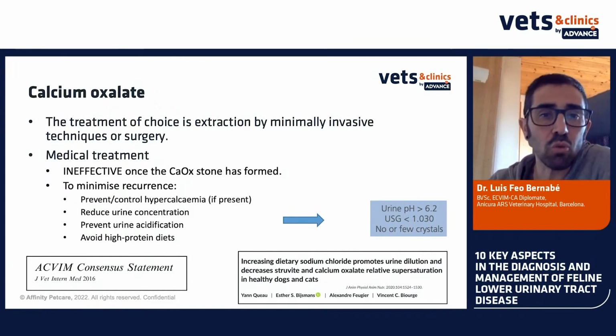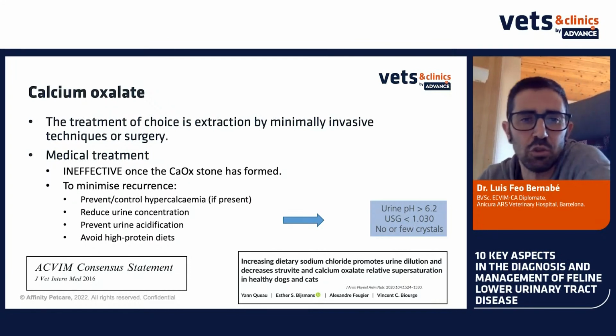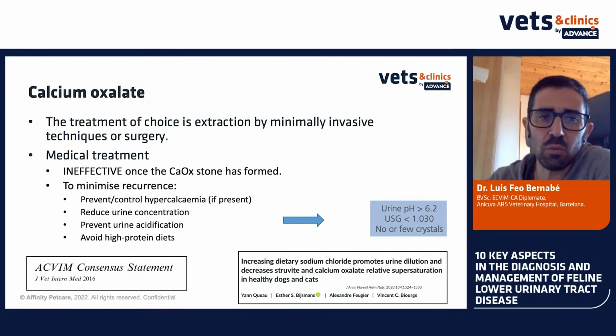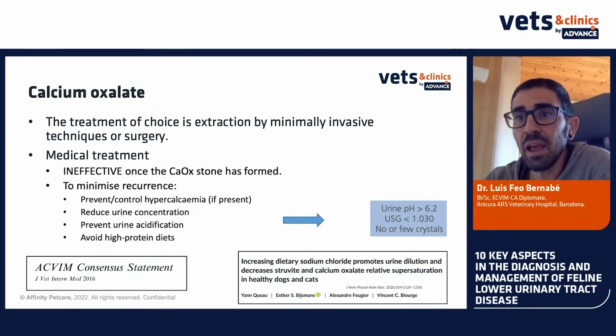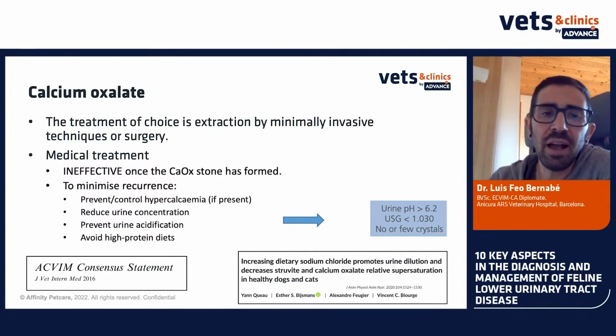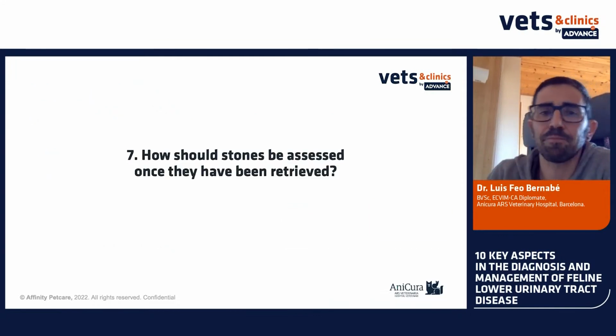You should prevent or control hypercalcemia if it's present. If it's not, don't worry. But if it's present, you need to control or prevent it. You also need to reduce urine concentration, we know that it works. If your urine concentration in cats is less than 1030, you will probably have more chance to not have recurrence. Also, it's important to prevent urine acidification and to avoid high protein diets. If you do that, you will probably have less chance of recurrence in many cases.